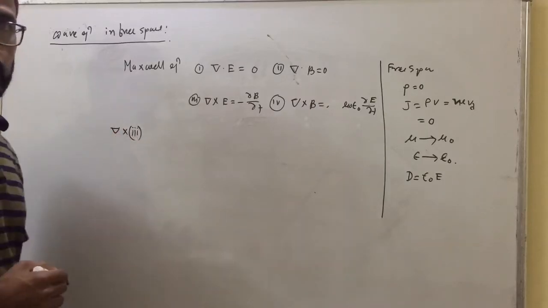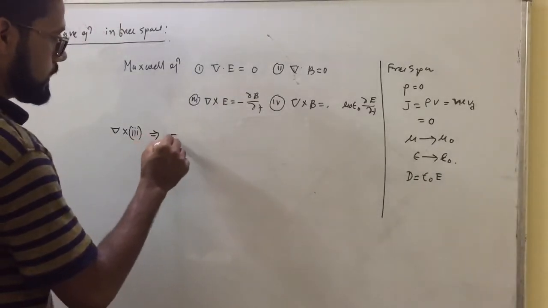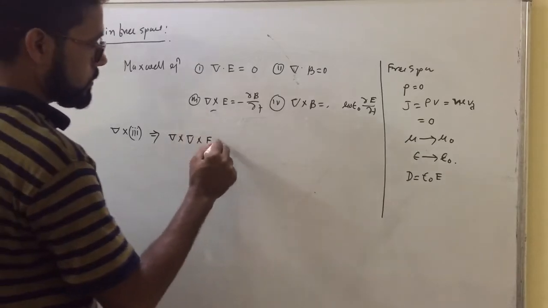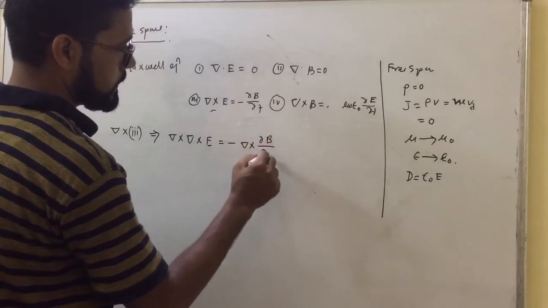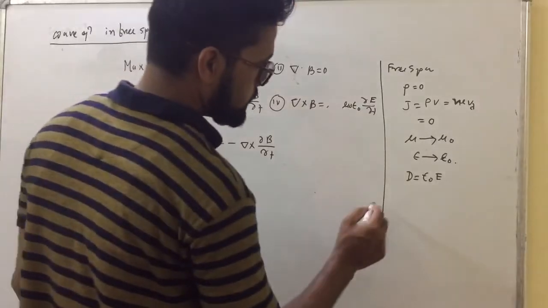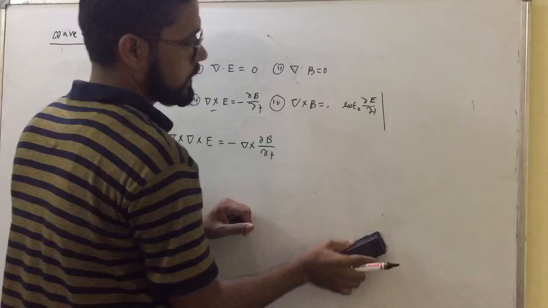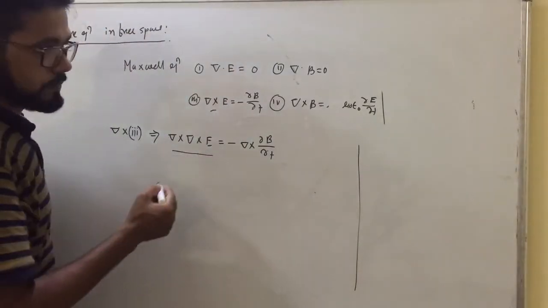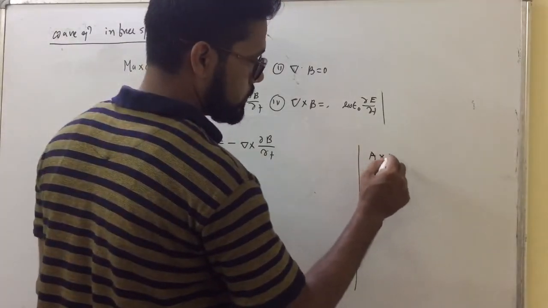Okay, so now if I take the curl of equation number 3, you can take the curl of equation number 4 also, no problem. So it will give del cross del cross E on the left hand side, equal to minus del cross del B by del t. Is it okay? Now, del is a vector, so it is a vector triple product.